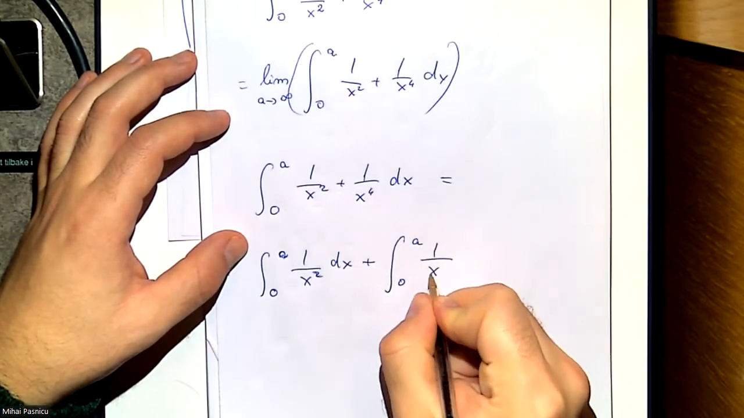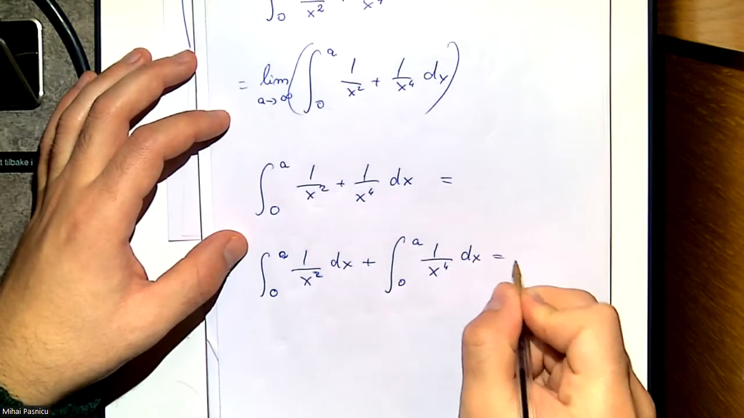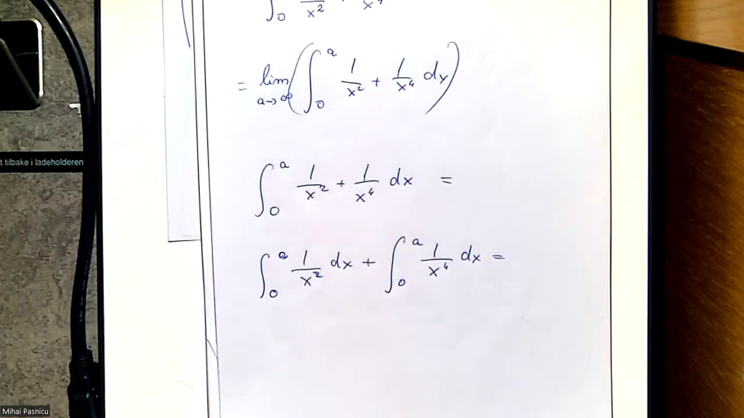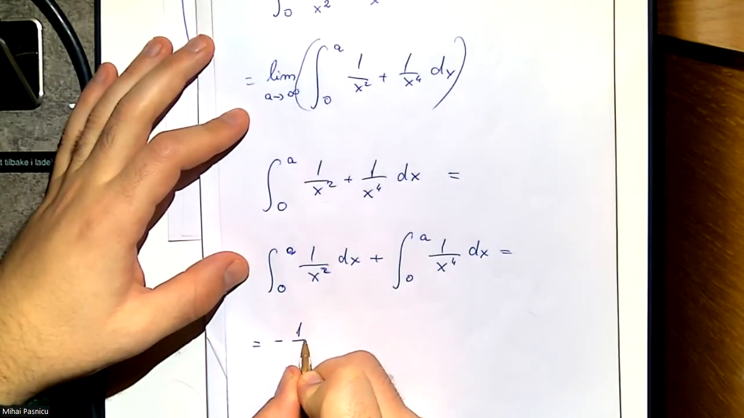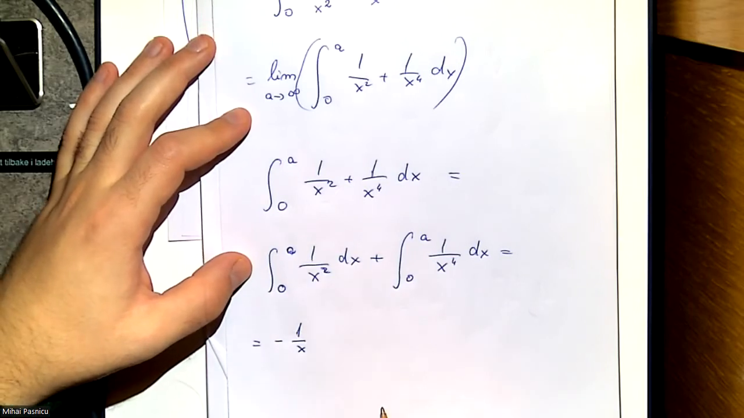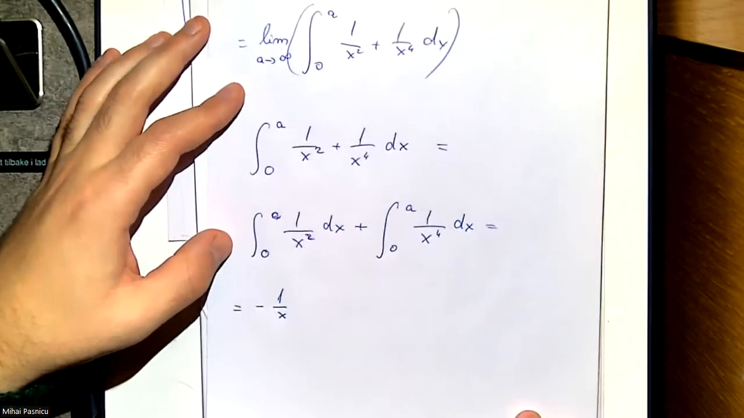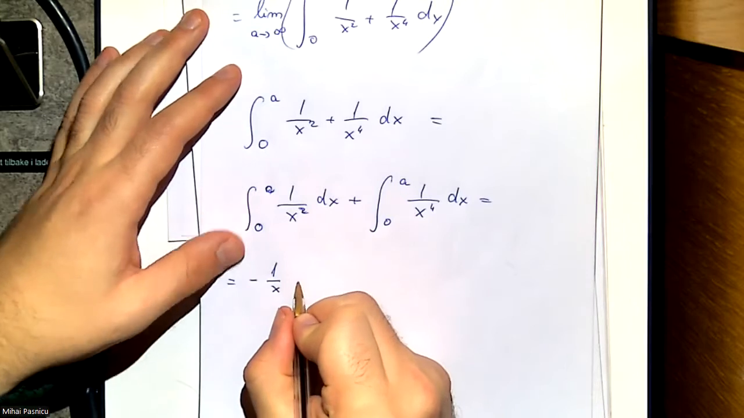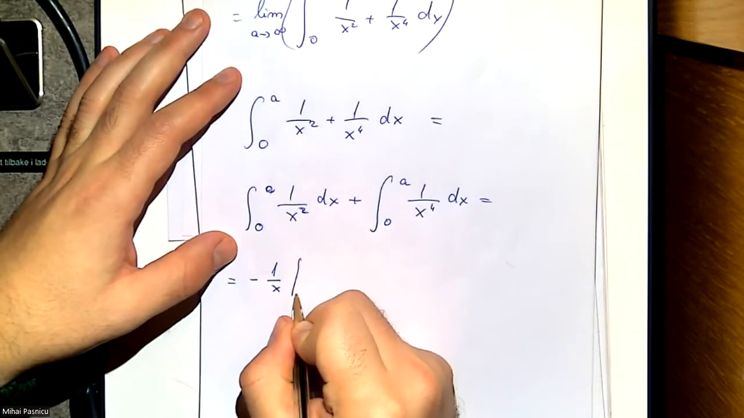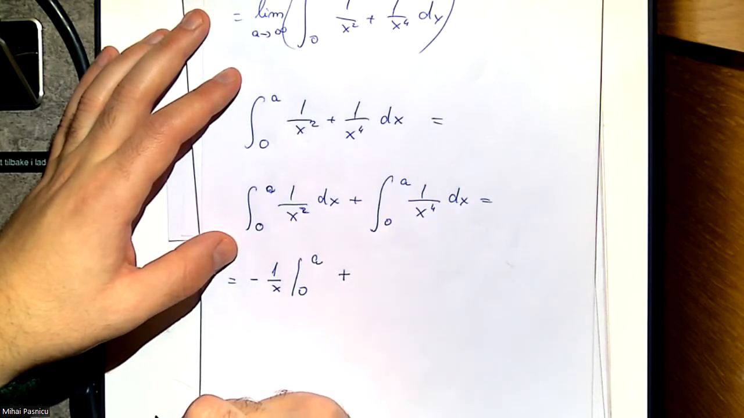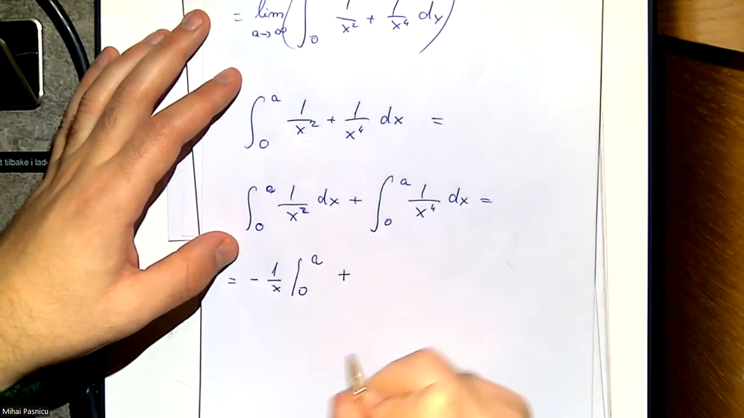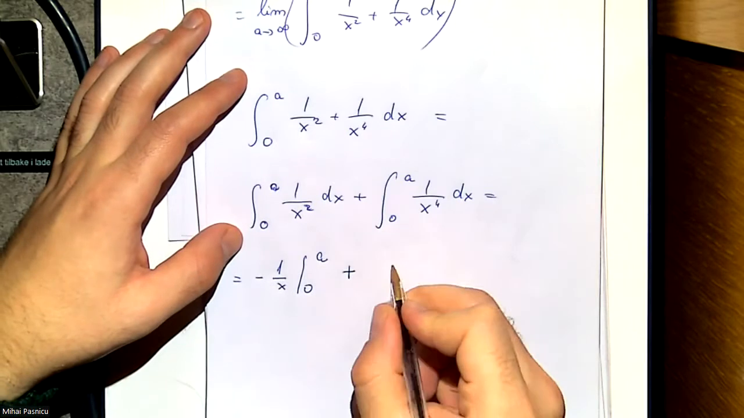0 to a of 1 over (1+x)^4 dx. And now hopefully I remember how to do these. This is equal to minus x. Minus x, is that correct? I hope. Minus x, yeah. Minus x from 0 to a plus. Oh, it's good. Well, we learned something.